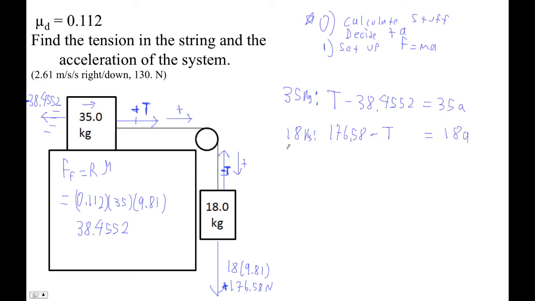Okay, now what we're going to do, I mean, there's lots of ways. This is a system of equations. There's two unknowns and two equations, right? T, the tension, and A, the acceleration, right? So we're just setting up, this is F equals ma.